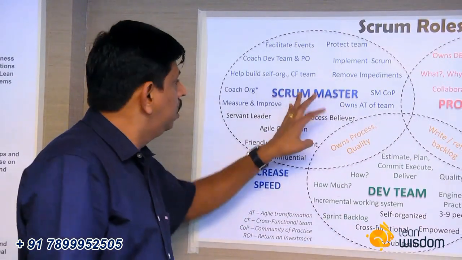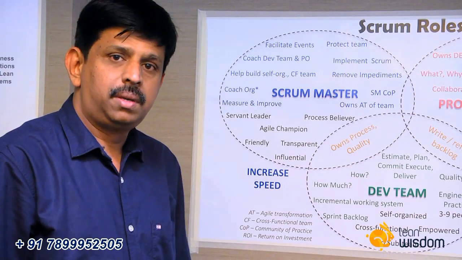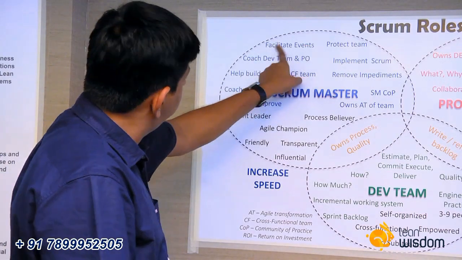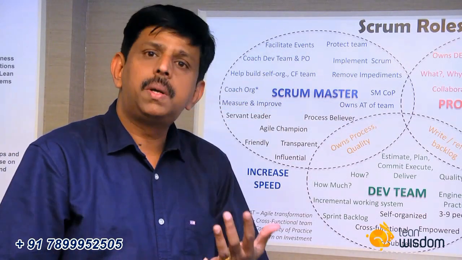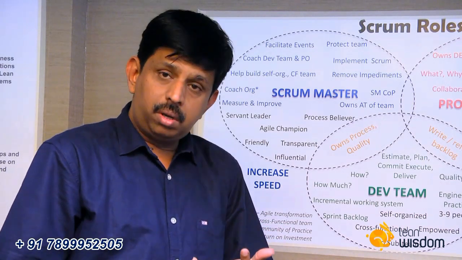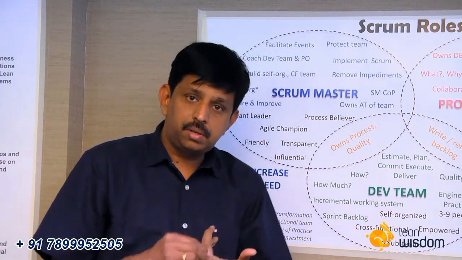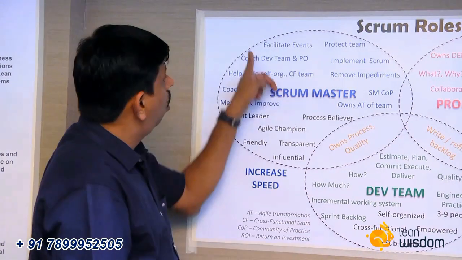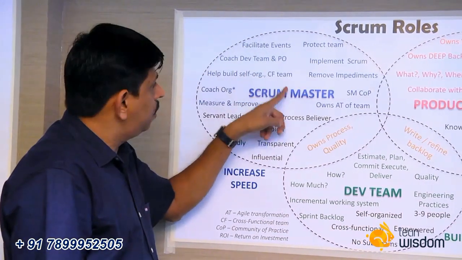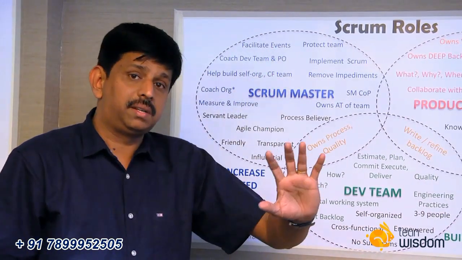So now let's look at what's the role of a Scrum Master. The first one is maybe facilitating events. You have a sprint planning, you have a sprint backlog refinement, you have a daily Scrum, you have a sprint review, a sprint retrospective. All these are events. Scrum Master needs to make sure that events are facilitated.